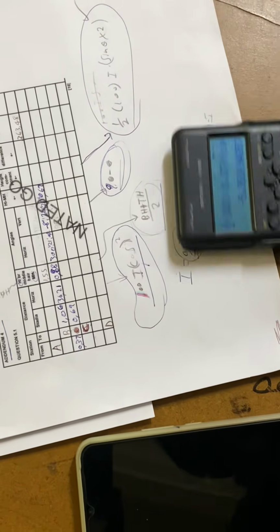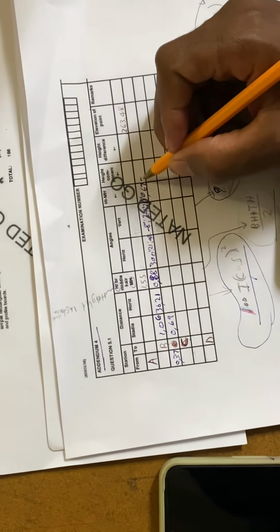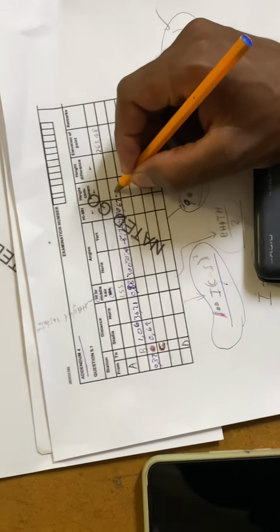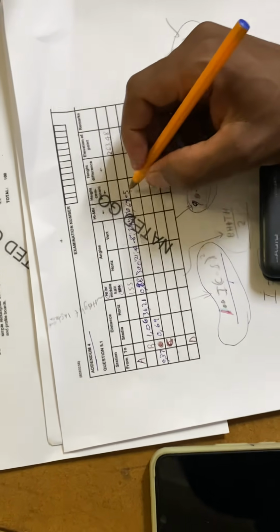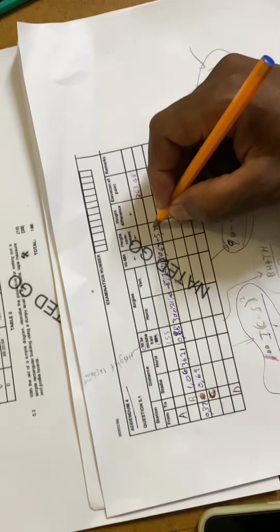We have to write it here under that side, which is negative. You see, it's negative. If it's positive, you have to write positive, because this is indicated: you have to write positive or negative. This is negative 5,35.